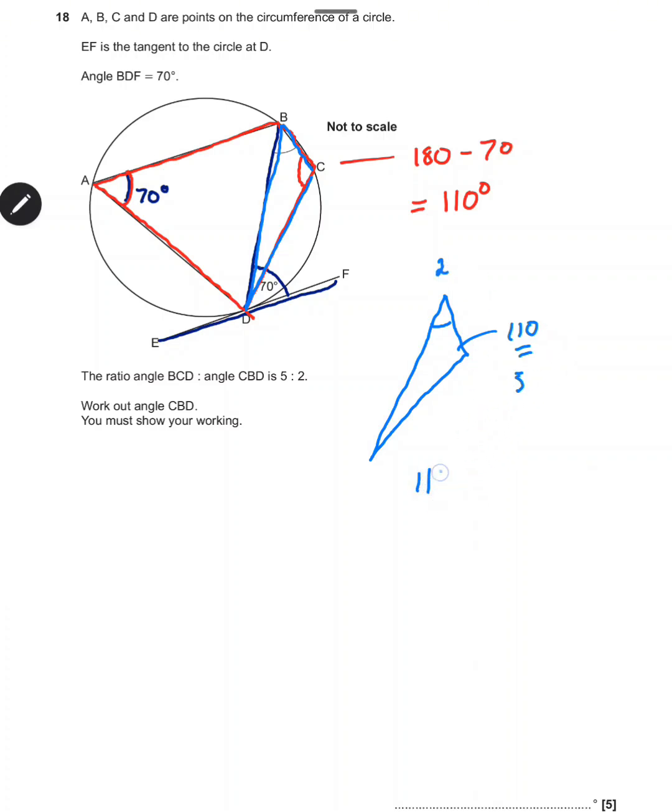If I take that 110 and divide it by 5, I'll do that using a bus stop. 5 into 1 is 0, remainder 1. 5 into 11 is 2, remainder 1. And 5 into 10 is 2. So that here is 22. What I've done is taken this 110, divided it by the 5 parts that it's talking about in the question. Why would I do that? So now I can find this angle, which is 2 parts, or 2 lots of 22, which is 44 degrees.